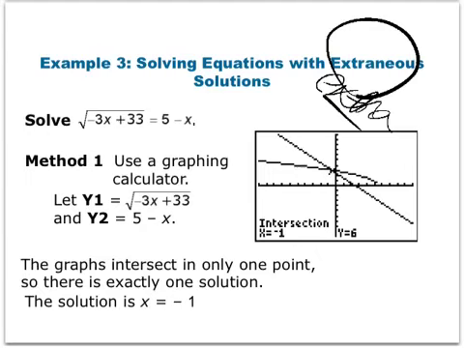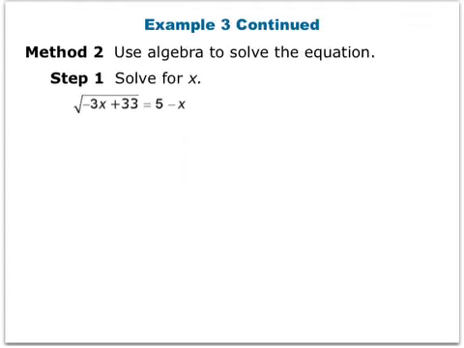So we have the square root of negative 3x plus 33 equals 5 minus x. You can use your graphing calculator and put the left-hand side of the equation into Y1 and the right-hand side into Y2, and graph it and check the intersection. I don't have my graphing calculator with me, but we can find it tomorrow. But let's go ahead and try this algebraically too.